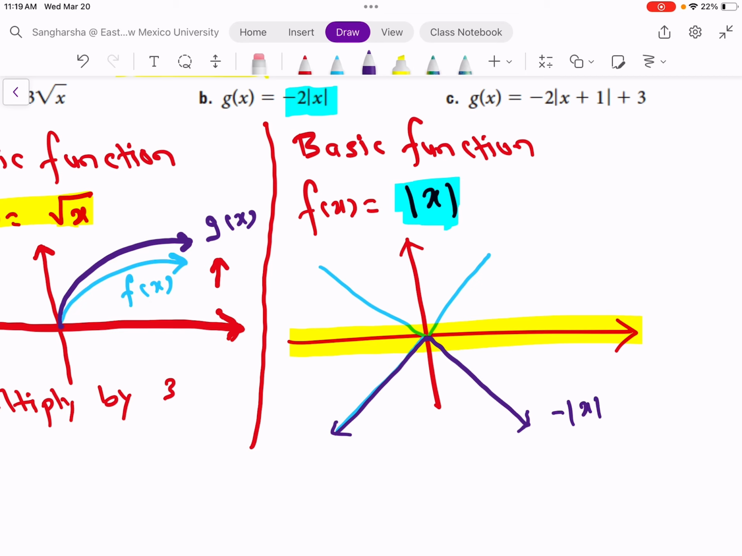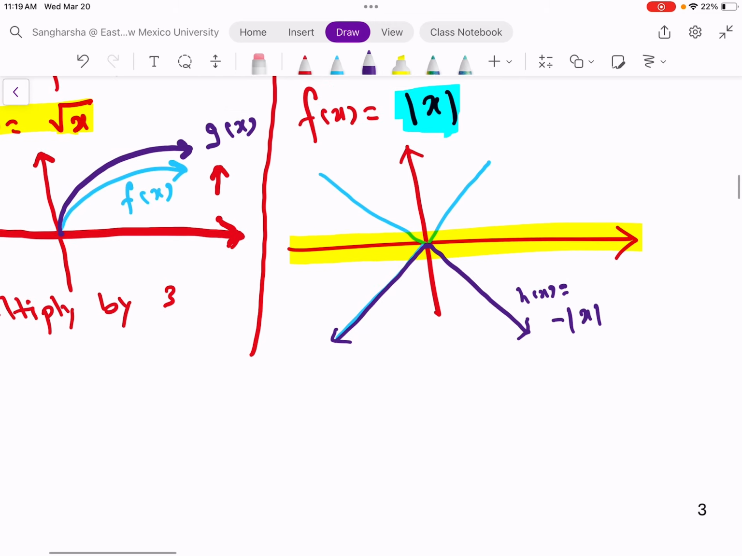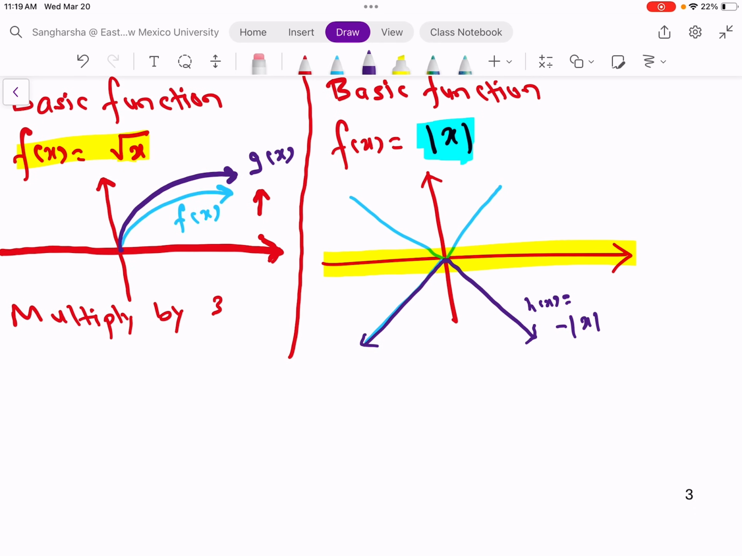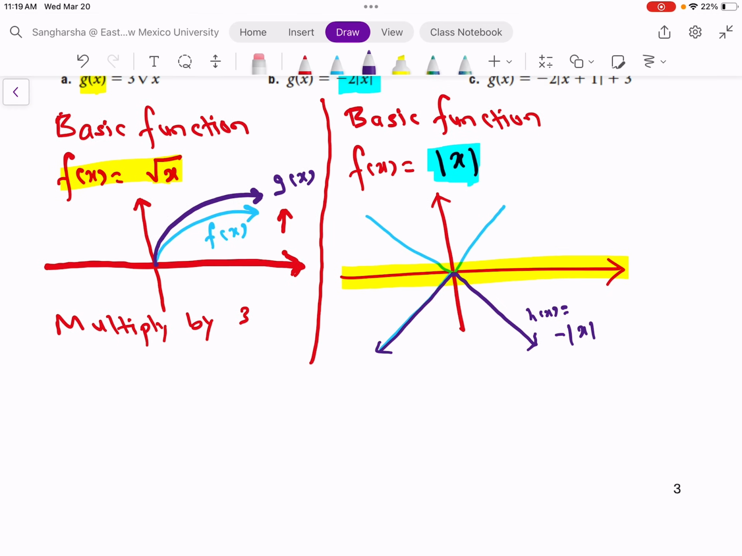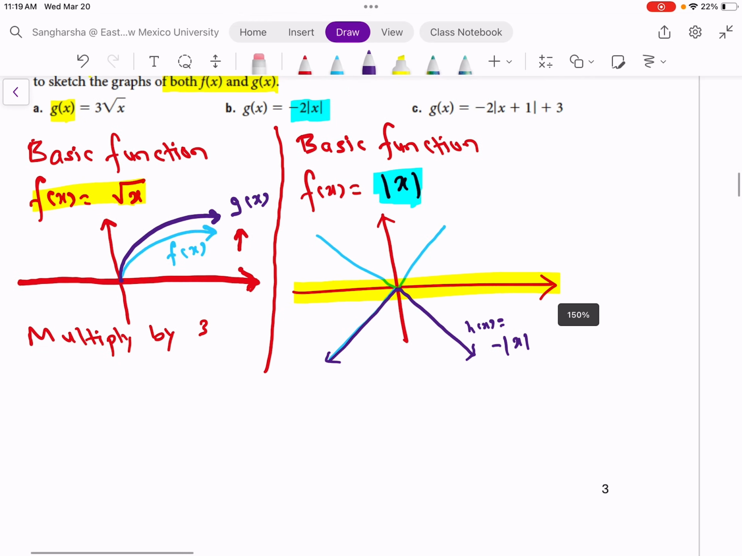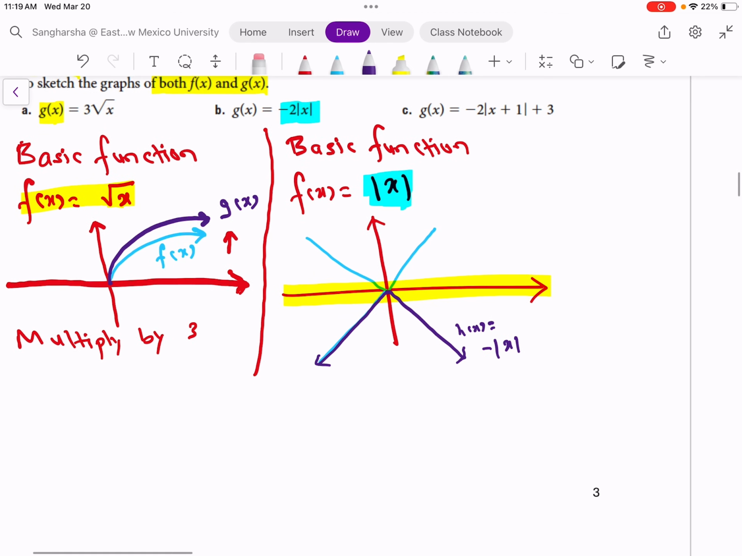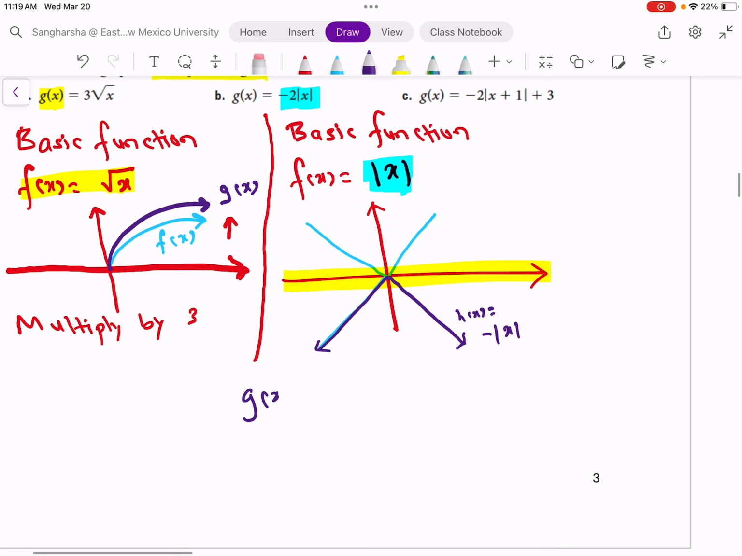Let me call it h of x. But we need a 2 in front of negative absolute value of x. Now how can we get 2? If you have a confusion, you can always use a table. We can make a table here and draw a final graph also. Here our function is g of x equals negative 2 times absolute value of x.